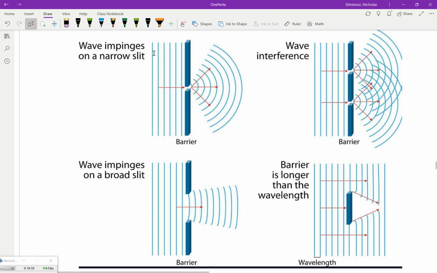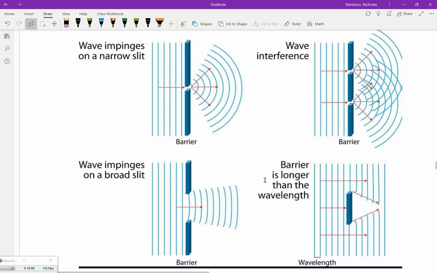So with a single slit, if we have waves coming towards a barrier with a single slit in it, we see that the waves spread out in this semicircular pattern beyond the barrier. If we change the slit from a narrow to a broad opening, we see that the formation of the waves beyond the barrier is different depending on the size of this opening.